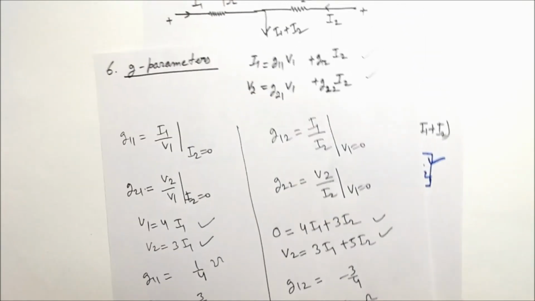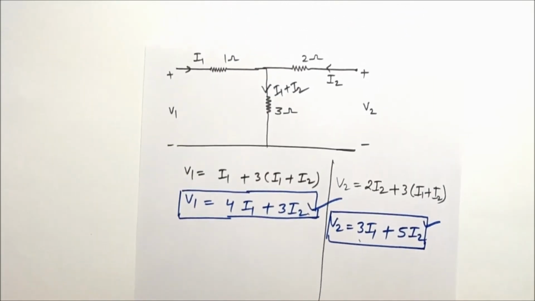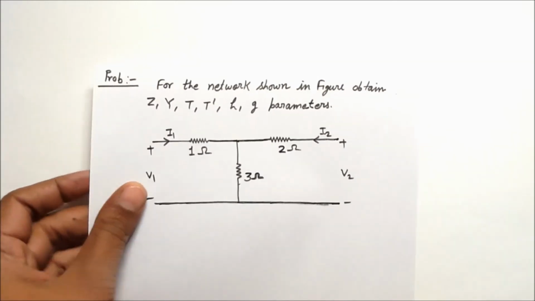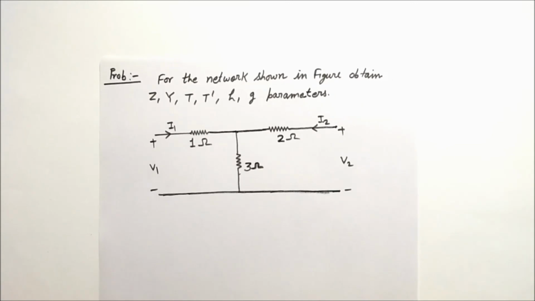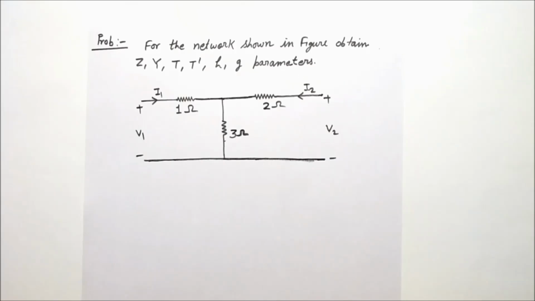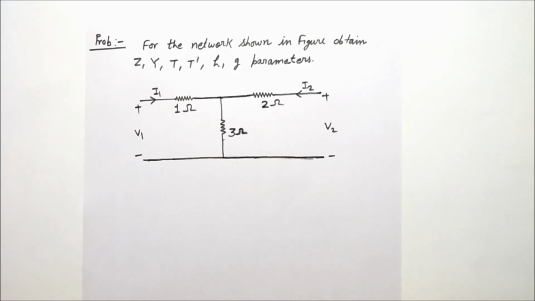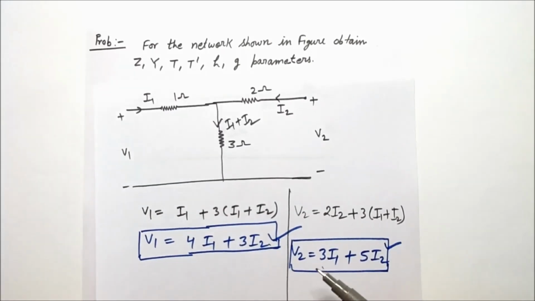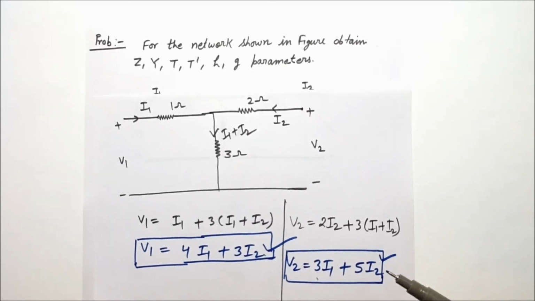So in this way we have completed this problem. The main aim is to find two equations in terms of V1, V2, I1, I2, and by using these two equations you can find any parameter of the two-port network.